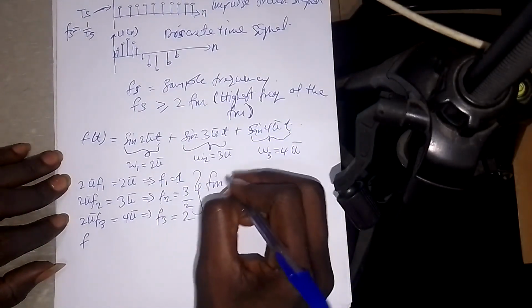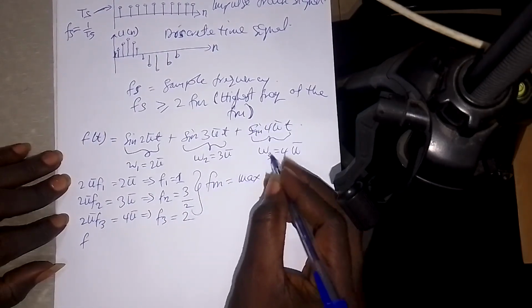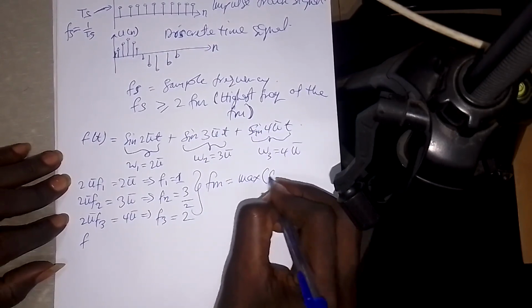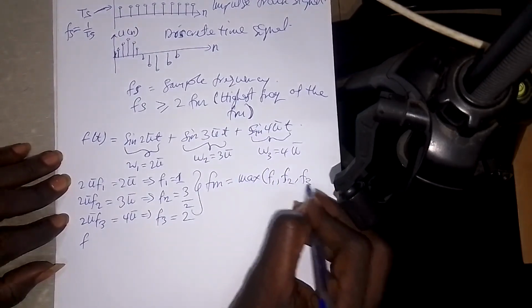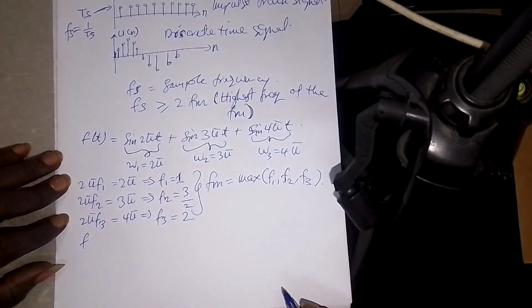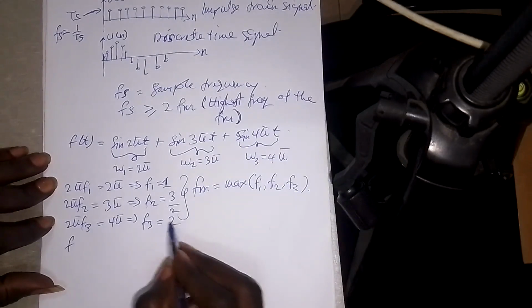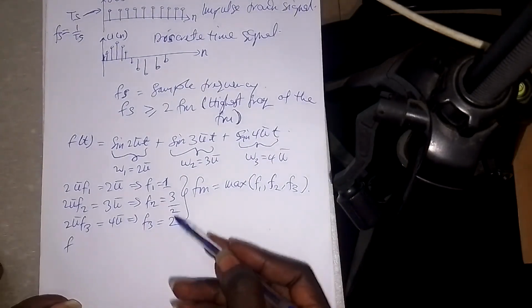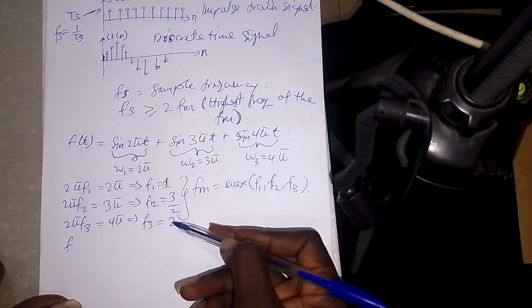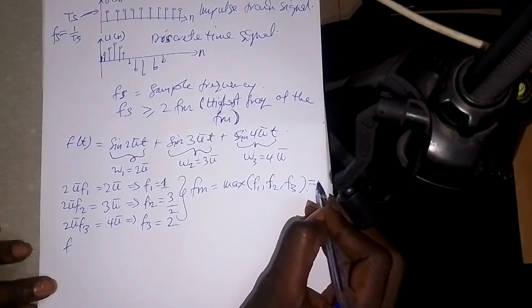Now my Fm is equal to what? The maximum among F1, F2, and F3. So the maximum one among them is what? It is 2. Here we have 1, 3, and 2, so the maximum one is 2.